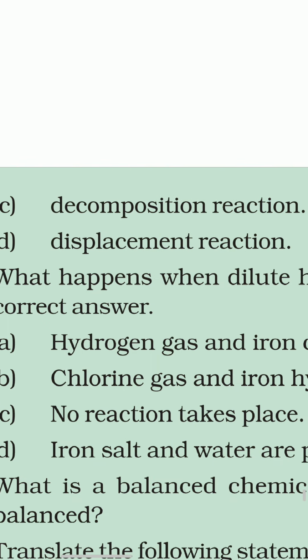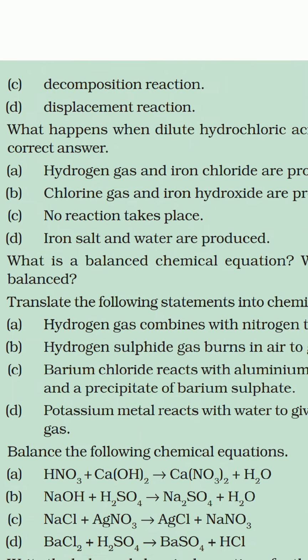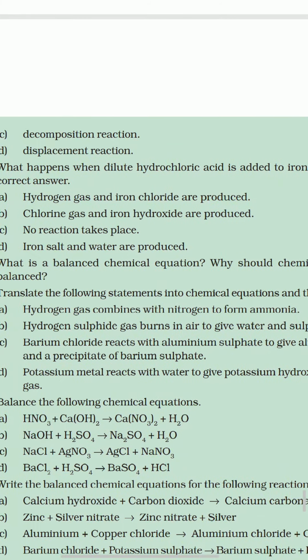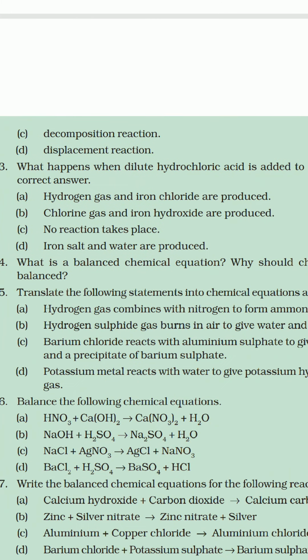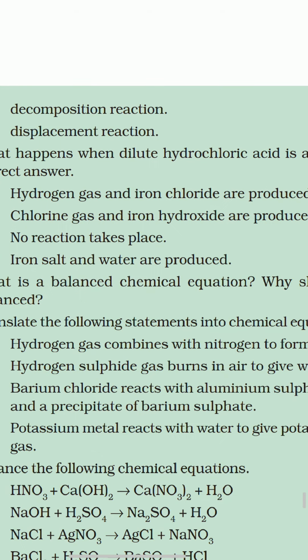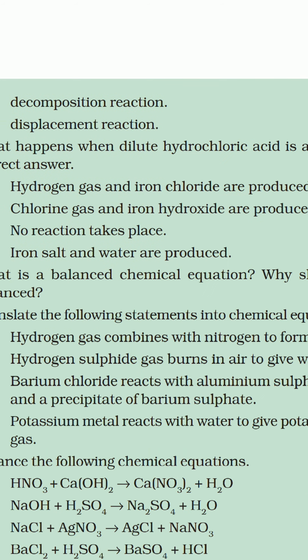The third question is: what happens when dilute HCl is added to iron filings? Take the correct answer; various options are given. The correct answer is hydrogen gas and iron chloride are produced. When dilute HCl is added to iron filings, hydrogen gas is produced and iron chloride is also formed.